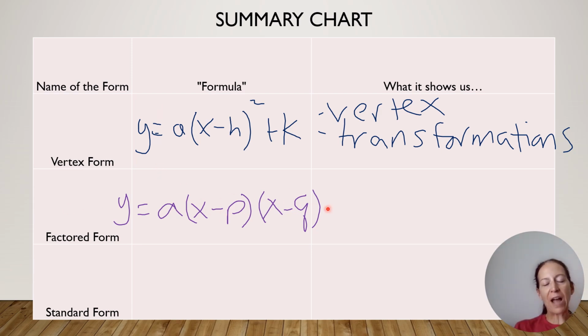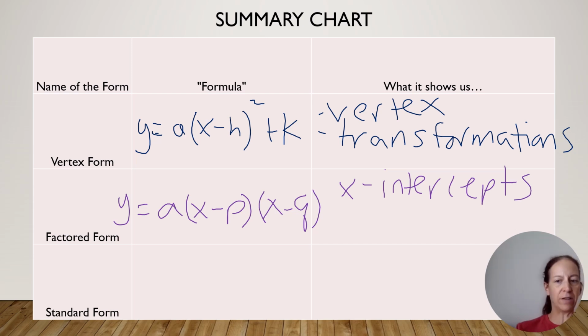We call this factored form because factors are things that are multiplied together. And you can tell that this form actually has three factors to it. It's got a factor of a, which is multiplying a factor of x minus p. The entire x minus p is a factor. And then the third factor is x minus q. And so it's called factored form because it is written so that the three factors are being multiplied together. What does this tell us? Well, typically factored form is good for telling us the x-intercepts.